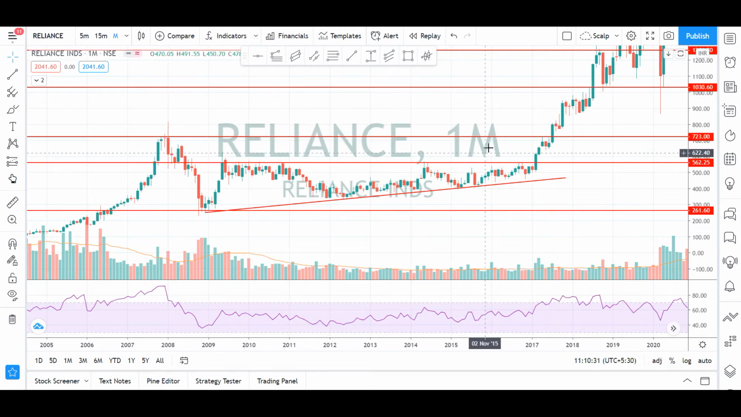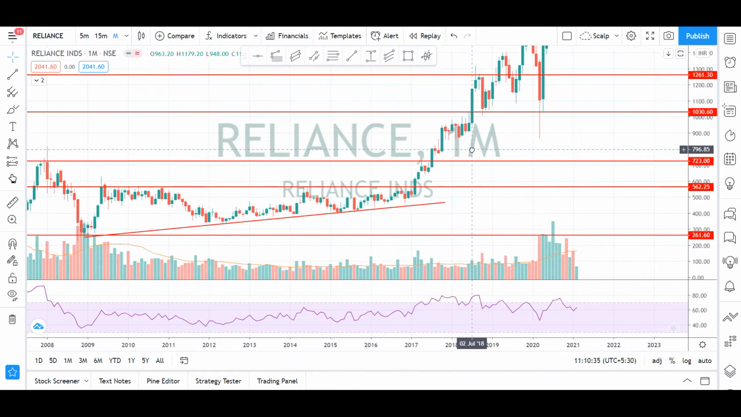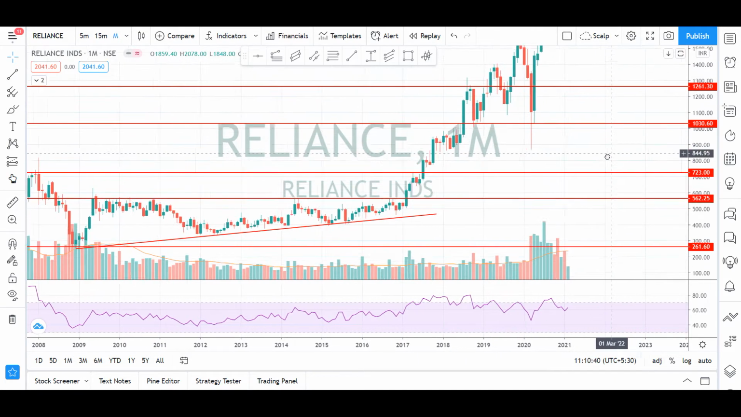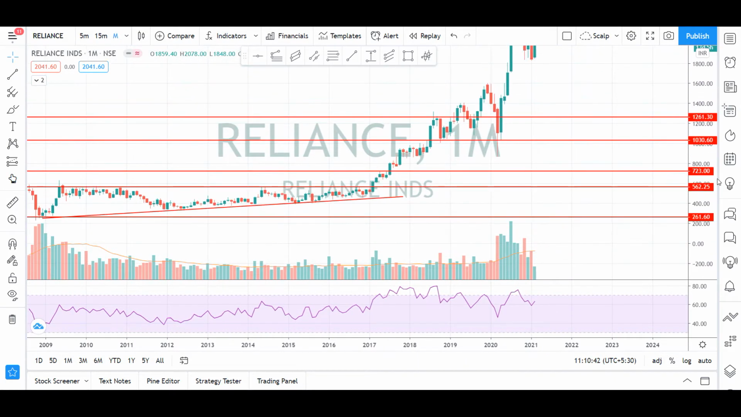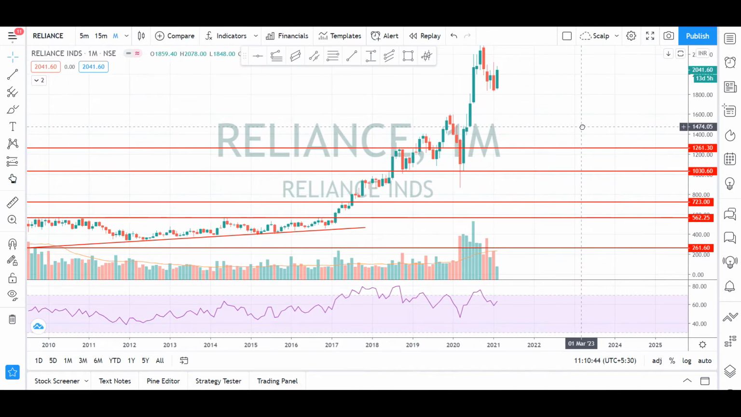Because this was my earlier resistance. Okay, and if you would have seen, it has come to this particular level and it has kind of taken a resistance at this point. Okay, now this is what we have analyzed from the long-term monthly charts. Right now, if you see, there is a formation, and it is in a bullish mode. Okay, and the reversal has happened.